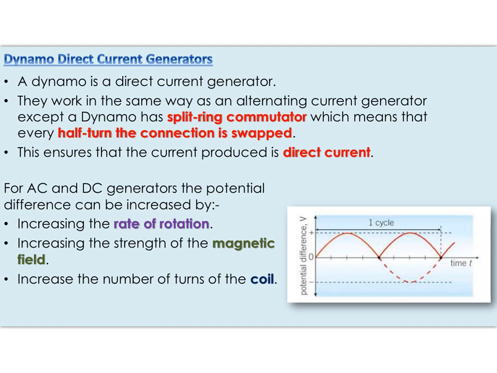Now, for both AC and DC generators, the potential difference can be increased by any one of these things: by increasing the rate of rotation, increasing the strength of the magnetic field, or increasing the number of turns of coil that's on our conductor that's cutting the magnetic field.